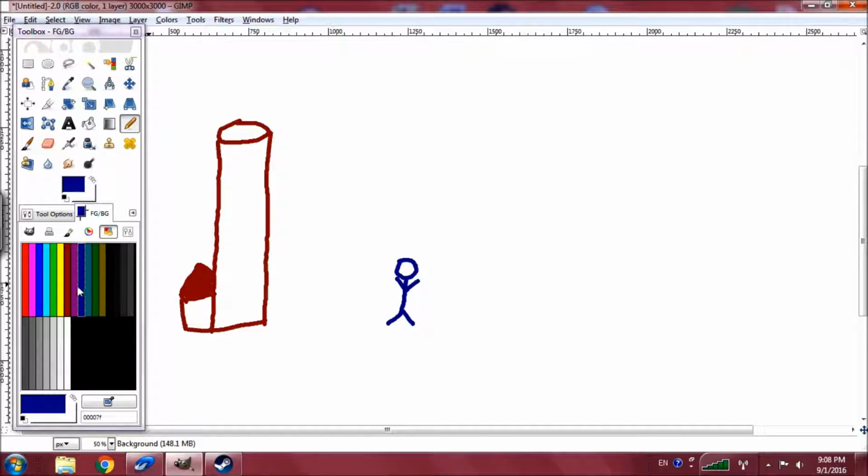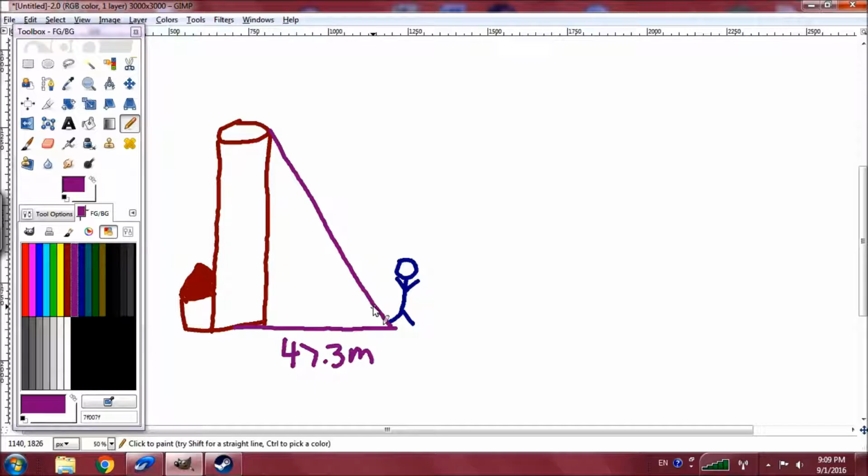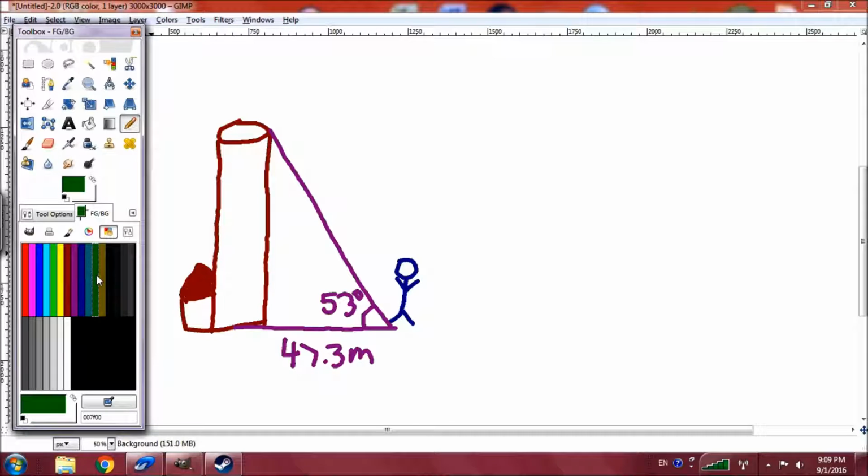From a point of 47.3 meters away from the silo, you found that you had to look up at an angle of 53 degrees to see the top of the silo. How tall is the silo?